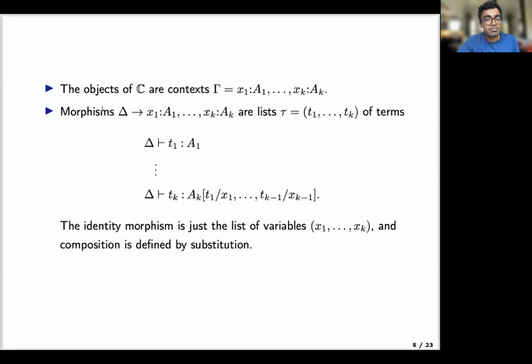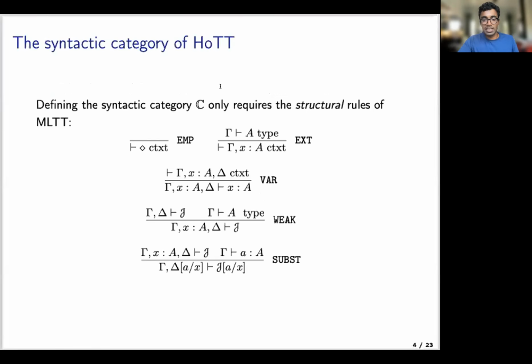Oh, I think there's a question. So yes, variables are particular kinds of terms, which is why the identity morphism is a list of variables, but morphisms can use terms in general, yeah. So the target of a given morphism is a context, namely a list of typed variables. And a context is once again given by this list of rules. That is, a judgment that something is a context is a tree that ends in a conclusion of this form.